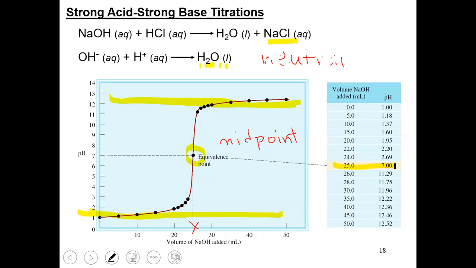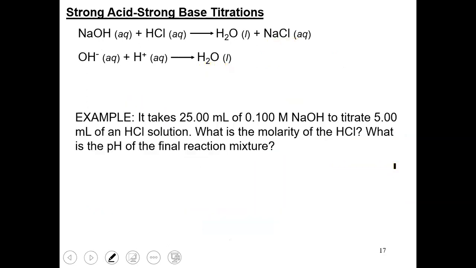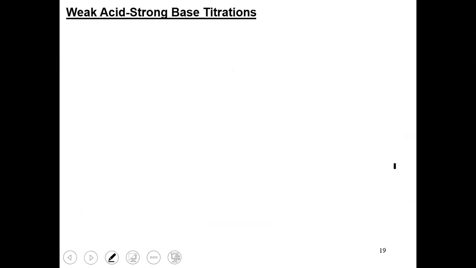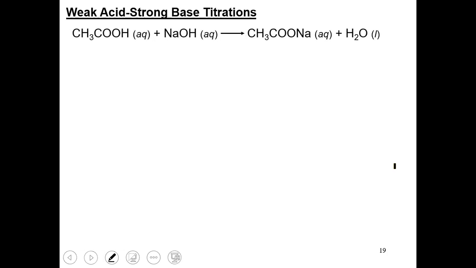Now, what would happen if instead of a strong acid, strong base titration, I did it with a weak acid? For example, let's say acetic acid, which you've seen the formula before, right? Okay, again, if I were to look at the reaction, again, strong base, NaOH, the products are the salt of sodium and the acetate ion, and water.